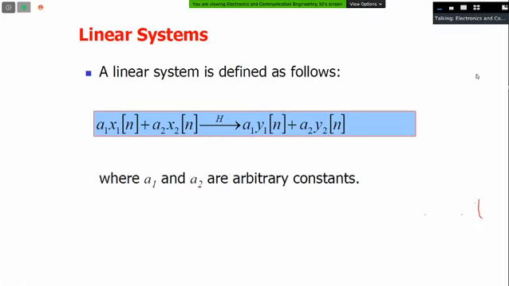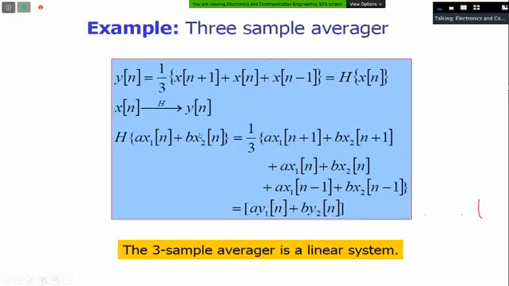Okay. All right. So this is how you can prove whether the system is a linear or nonlinear system. So let's take the example. Let's consider the case of a three sample averager. What is the system? We have y[n] = 1/3 (x[n+1] + x[n] + x[n-1]). So three input values are there. These three values are to be averaged. Therefore, this type of system, I'm calling it a three sample averager.